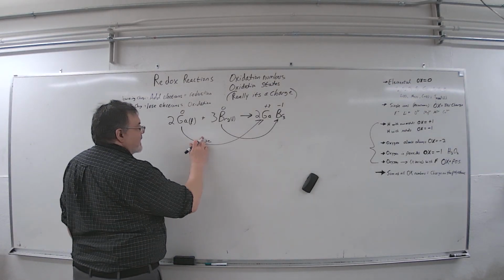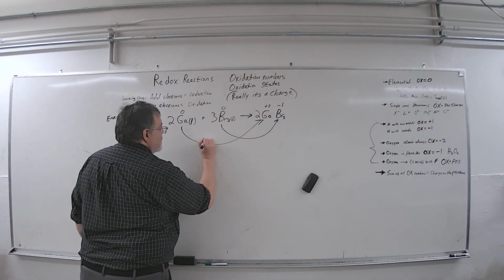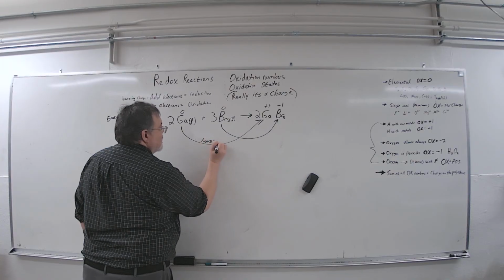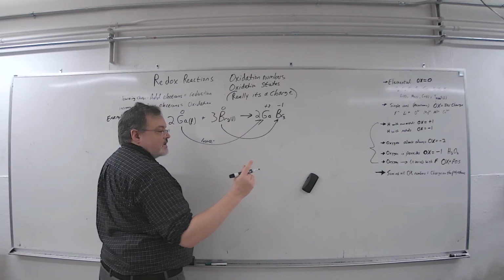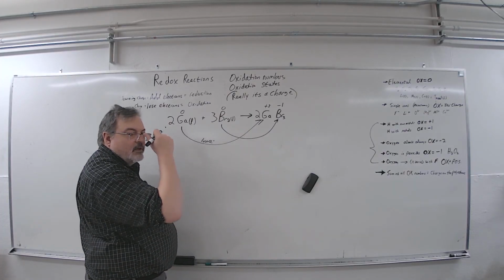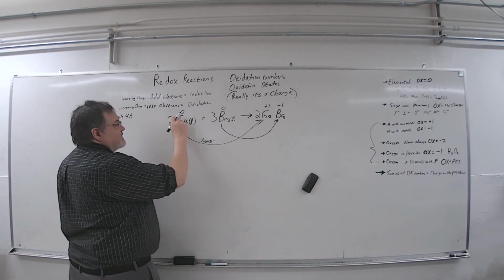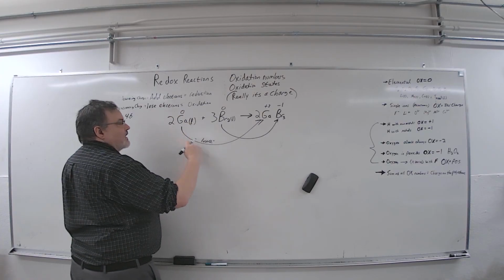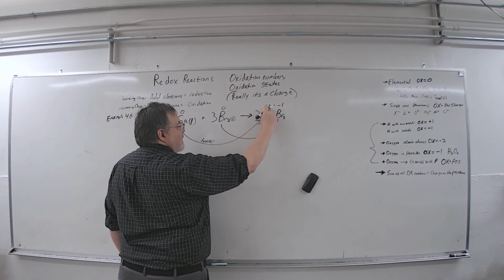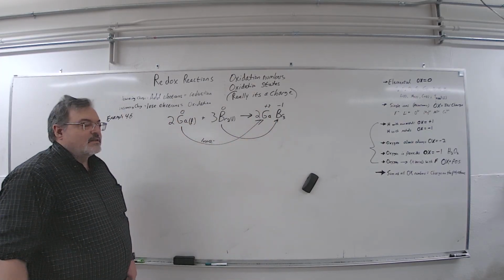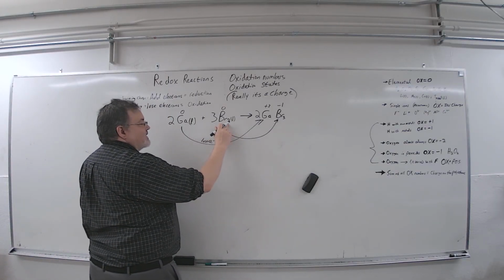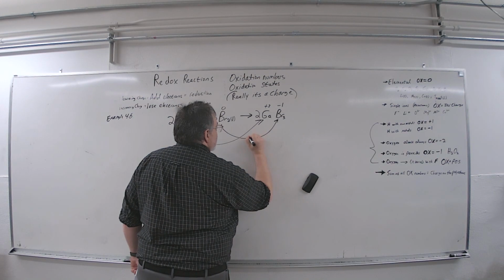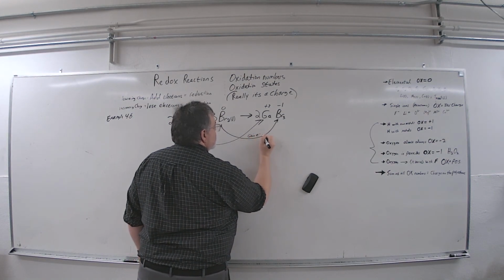I'll just say lost electrons. Bromine has gained electrons, or it's gained 1 electron. You see that? Based on this charge, if this was 0 and then later it was +3, it had to have lost 3 electrons to get there. And these 3 bromines, each one of them has gained an electron. So I'll say gained electron.